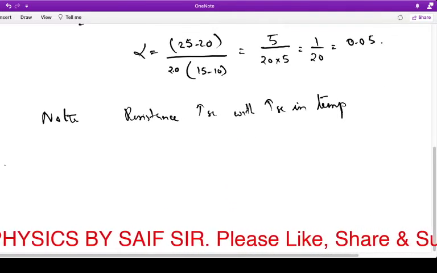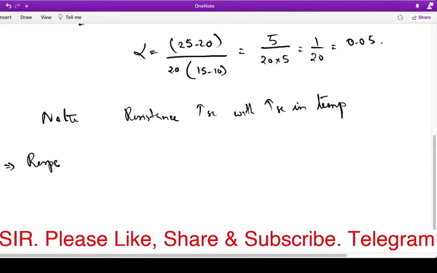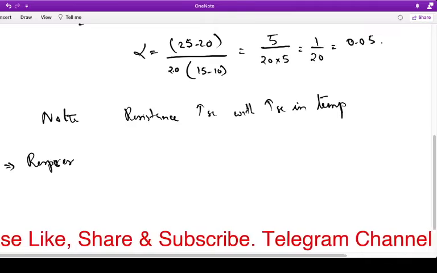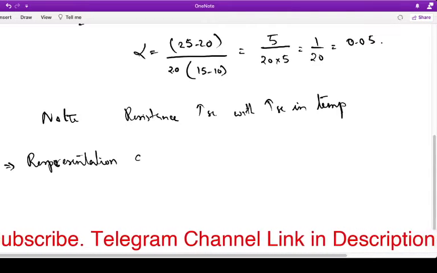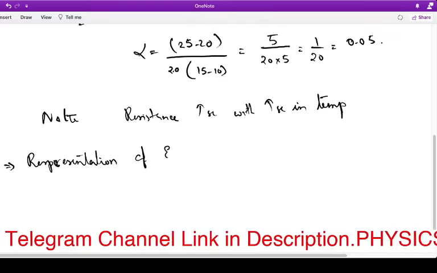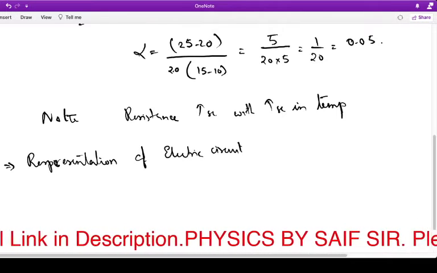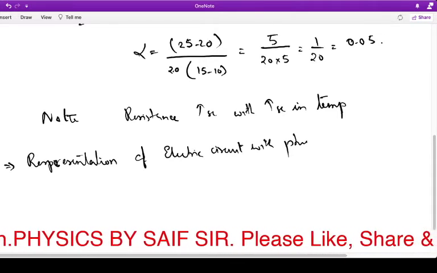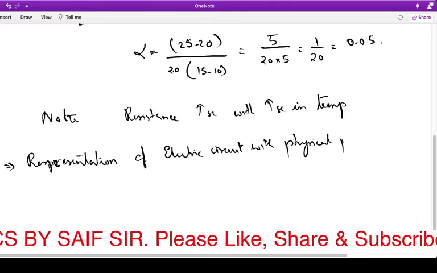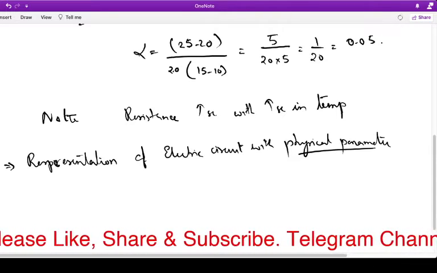Now the another topic here is representation of an electric circuit with physical parameters, or you can say components.